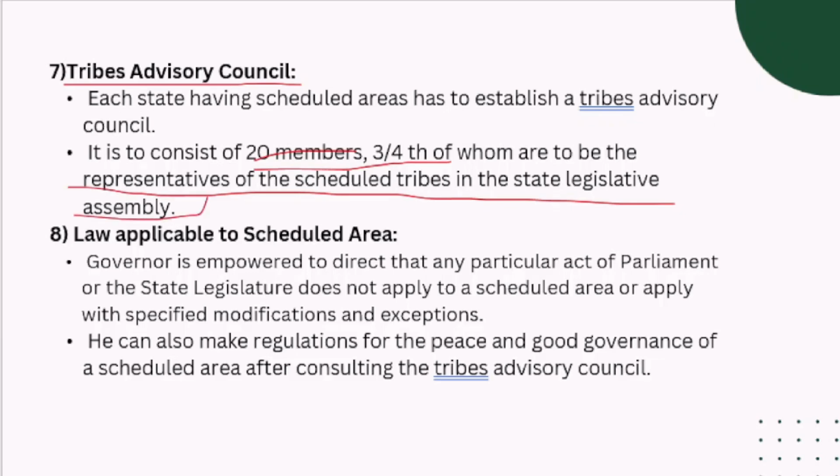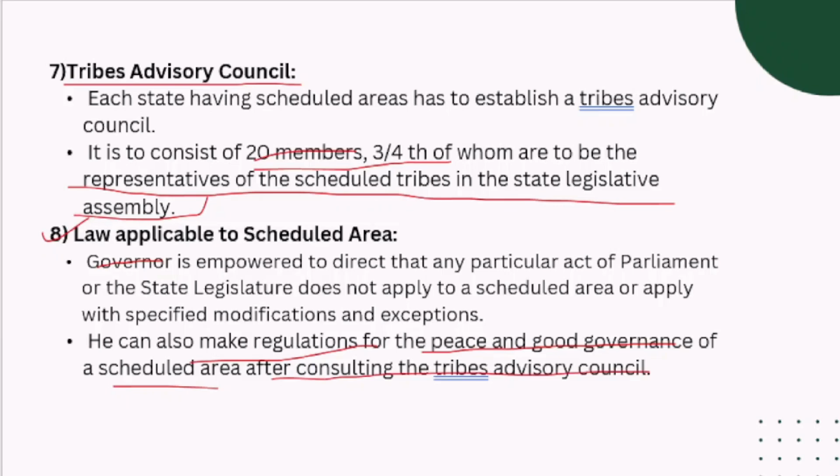Now the next point is the law applicable to the scheduled tribe. Now the governor has the power to modify and exempt certain parliamentary or state laws from applying in the scheduled areas. Basically, to ensure that the laws meet the needs of the local people, he can make regulations for the peace and good governance of the scheduled area, and he can also consult with the TAC to make those regulations.